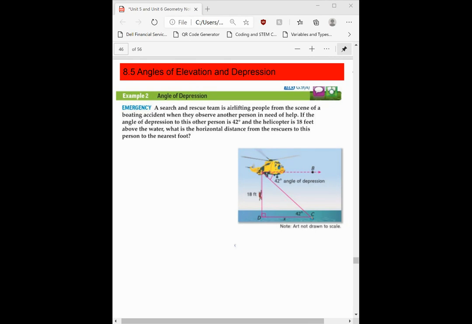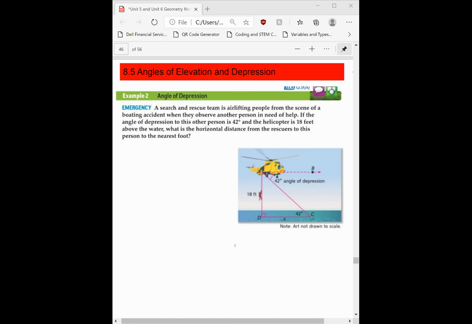A search and rescue team is airlifting people from the scene of a boating accident when they observe other people in need of help. If the angle of depression to the other person is 42 degrees and the helicopter is 18 feet above the water, what is the horizontal distance? So right here we have a sketch of everything going on.